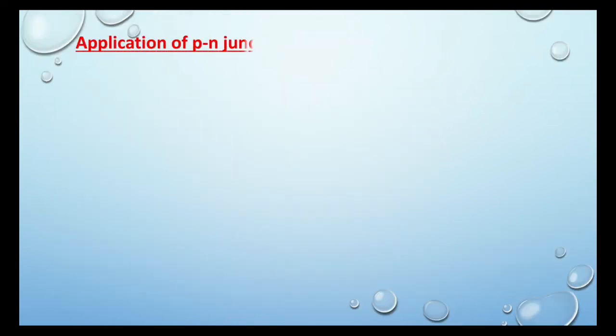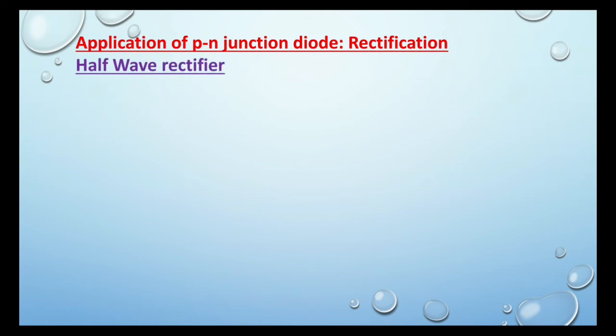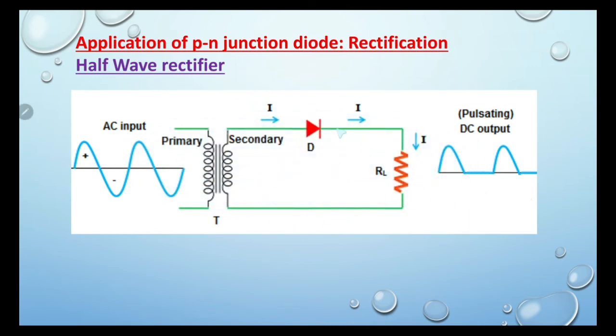Now coming to the application of a PN junction diode as a rectifier. Rectification is basically the conversion of alternating current to direct current. It involves a device that only allows one-way flow of current, so a PN junction diode can be used for this purpose. The simplest kind of rectifier circuit is the half wave rectifier. This is the circuit representation of the half wave rectifier.